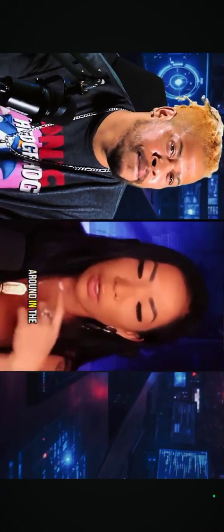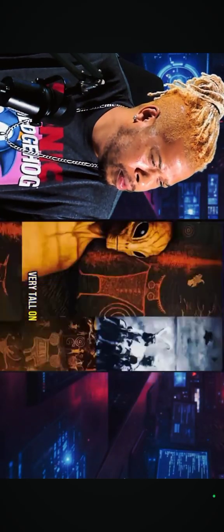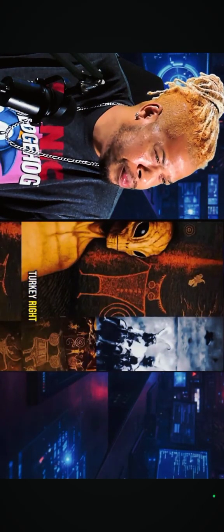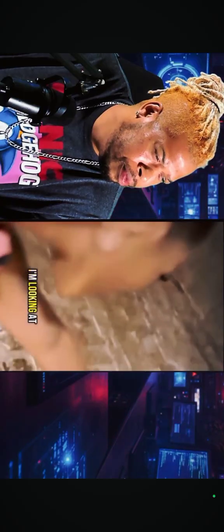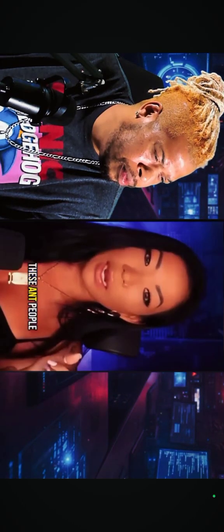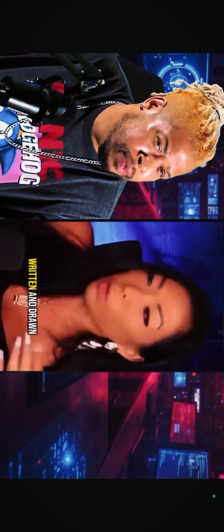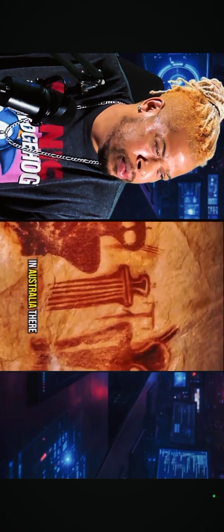I was walking around in the Egyptian museum looking at pottery, and I saw these ant people, alien-looking ant creatures that were very tall, on this pottery. Now I'm in Turkey, right? I'm walking around a museum, looking at pottery and depictions, and I'm seeing these ant people again. And then I saw pictures of the ant people written and drawn on the stone in Australia.